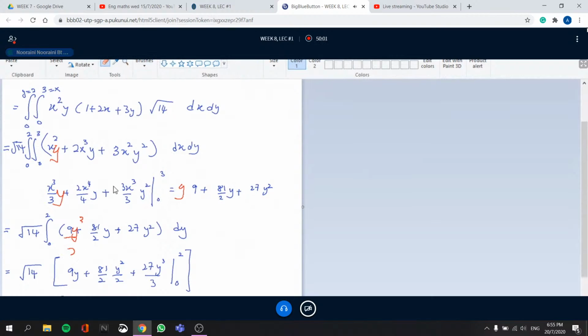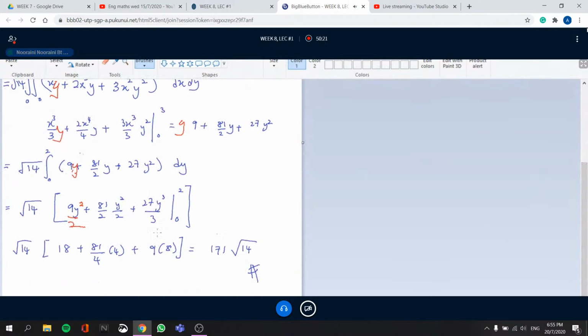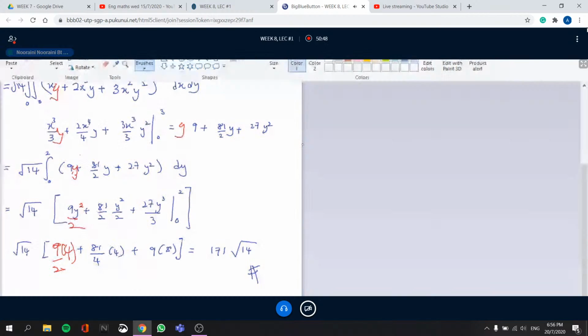Integrate. Then you proceed with your integration. The answer is 171 square root 14.